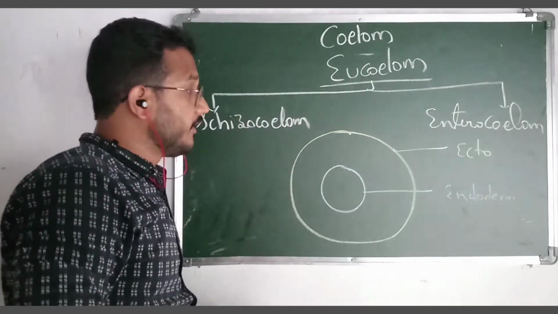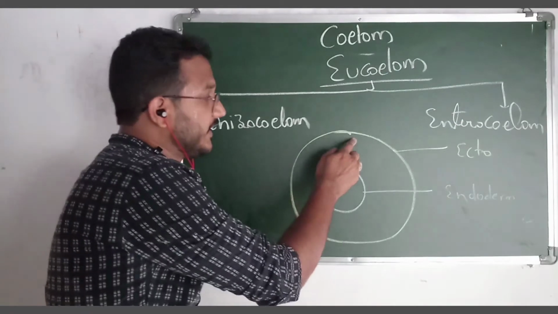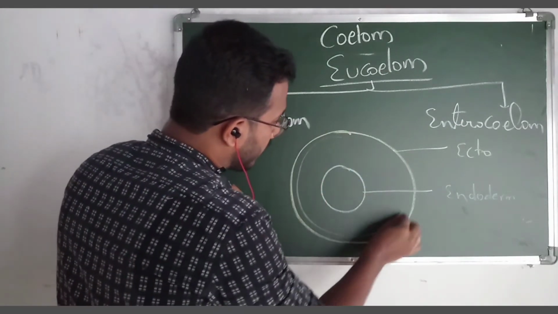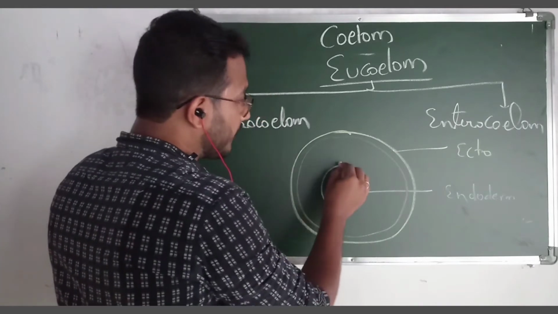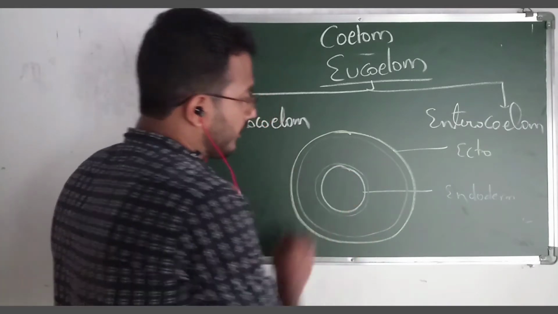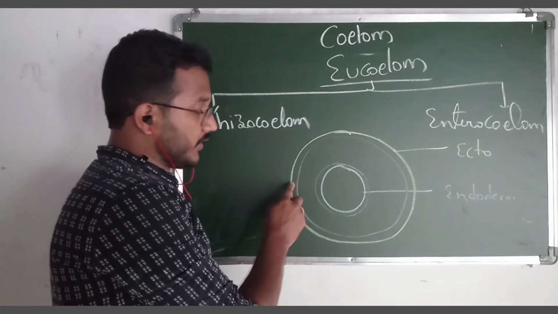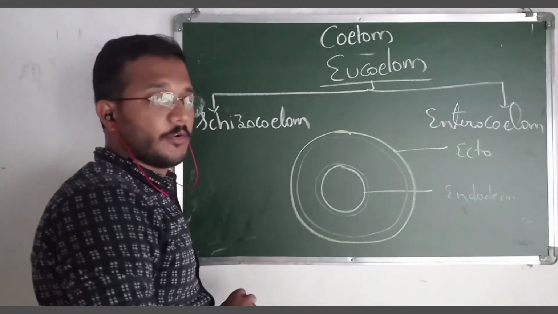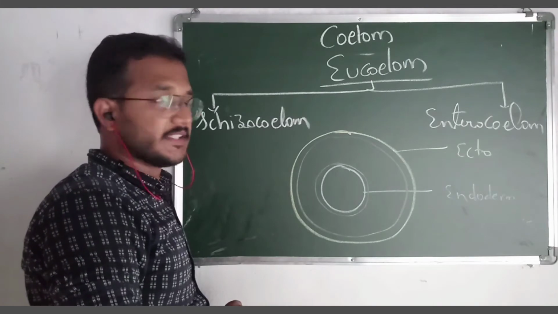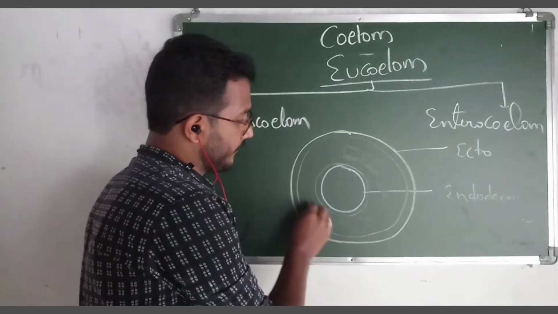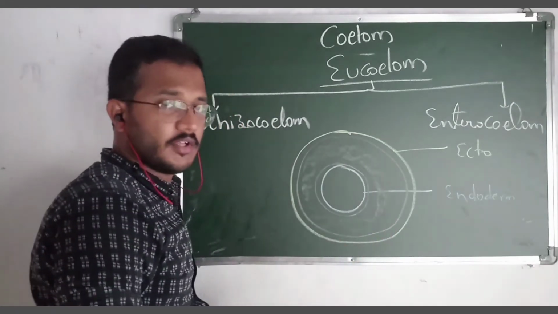But here true coelom means the mesoderm is lining the ectoderm and also the endoderm. The true coelom is lining both the ectoderm and the endoderm. That's why we are calling this a true coelom. And here we have the fluid. In this space we have the fluid.